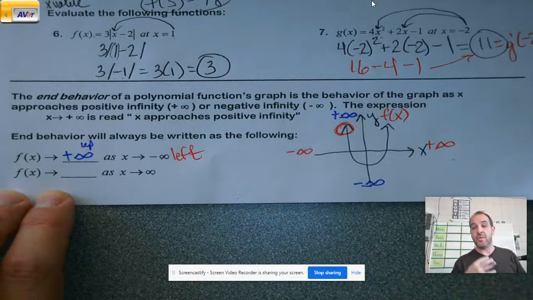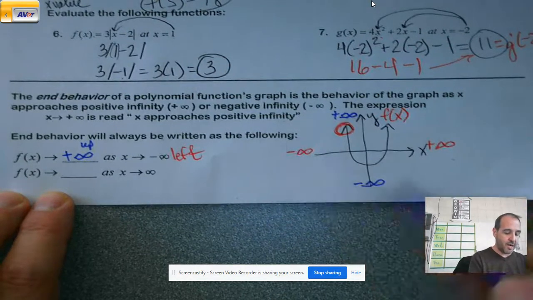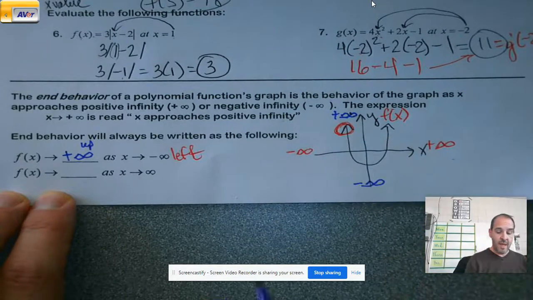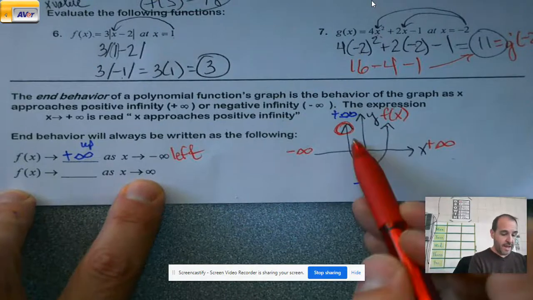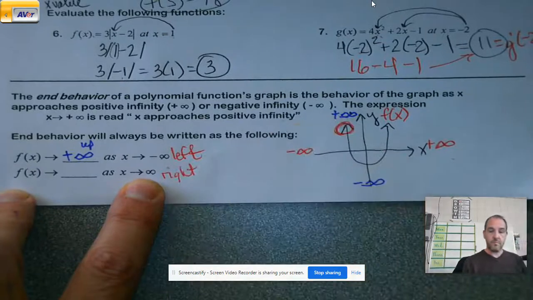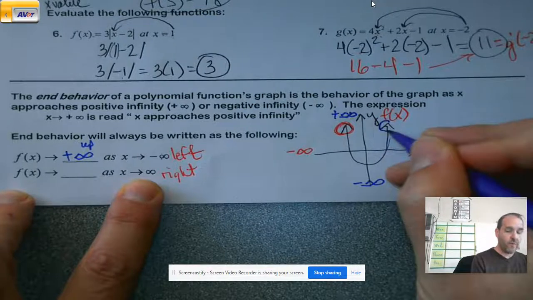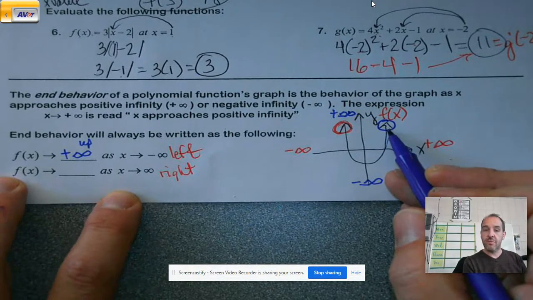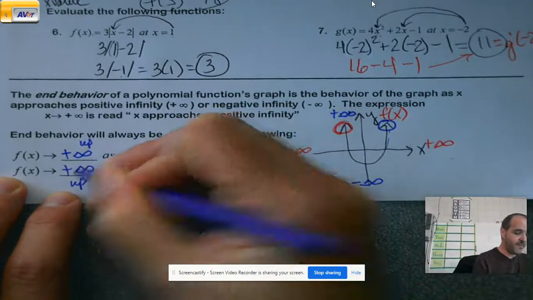But we don't use up, down, left, right. We use the lingo. That's why I like having this little picture here and graphing it, so I can literally see the arrows going towards that. And then I do the same thing for this one. As x approaches infinity, infinity on x is to the right. So as I'm going to the right, here's my arrow. I always find my arrows going to the left and right. My arrow going to the right, is that going up or down? It's going up toward positive infinity.